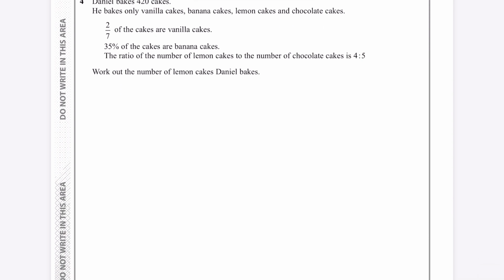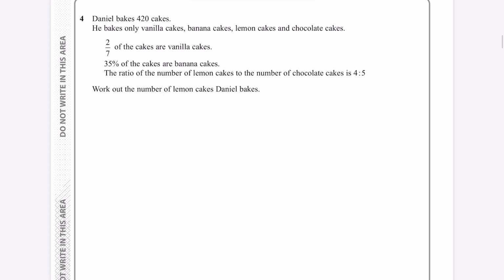So Daniil bakes 420 cakes. He bakes only vanilla, banana, lemon, and chocolate cakes. 2/7 of the cakes are vanilla, 35% of the cakes are banana. The ratio of the number of lemon cakes to the number of chocolate cakes is 4 to 5. Work out the number of lemon cakes Daniil bakes.